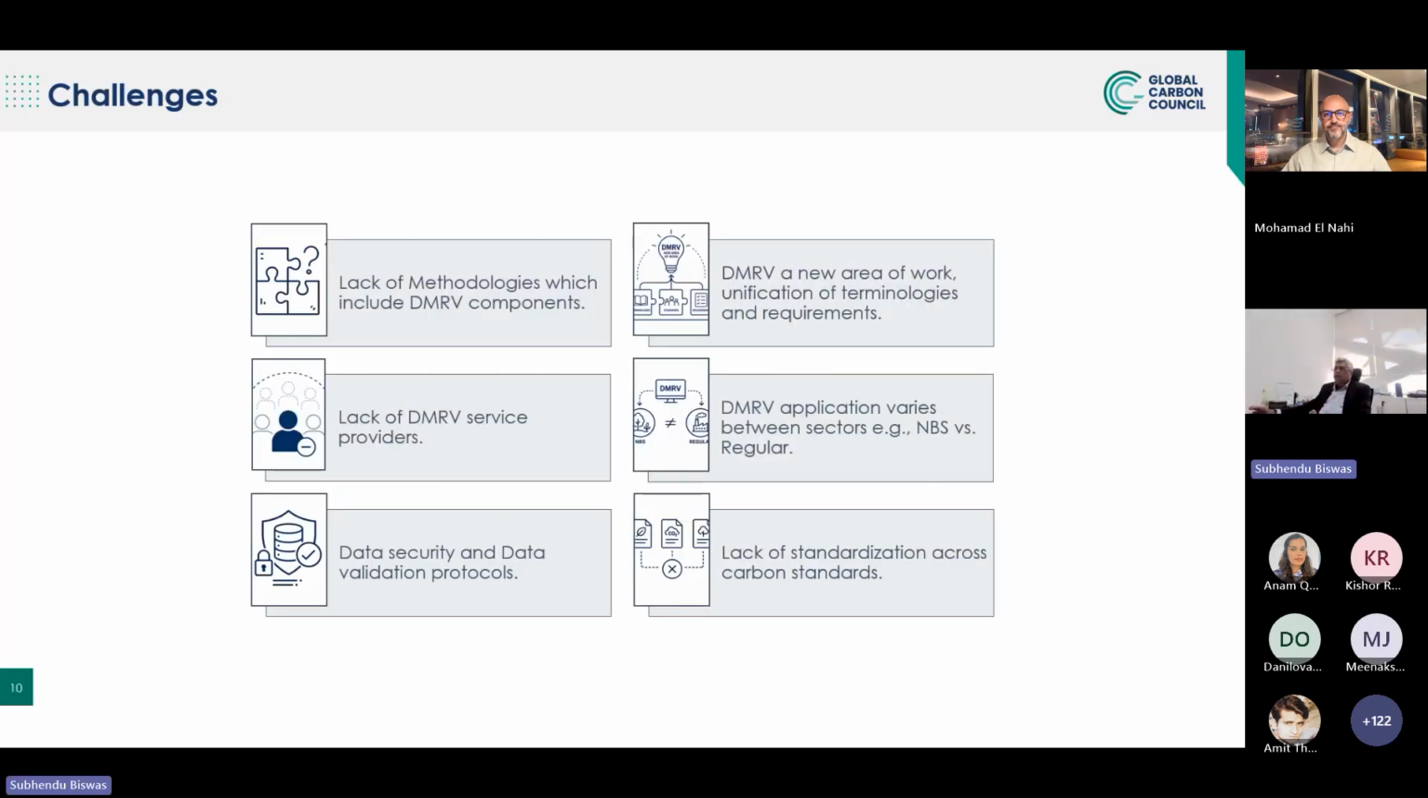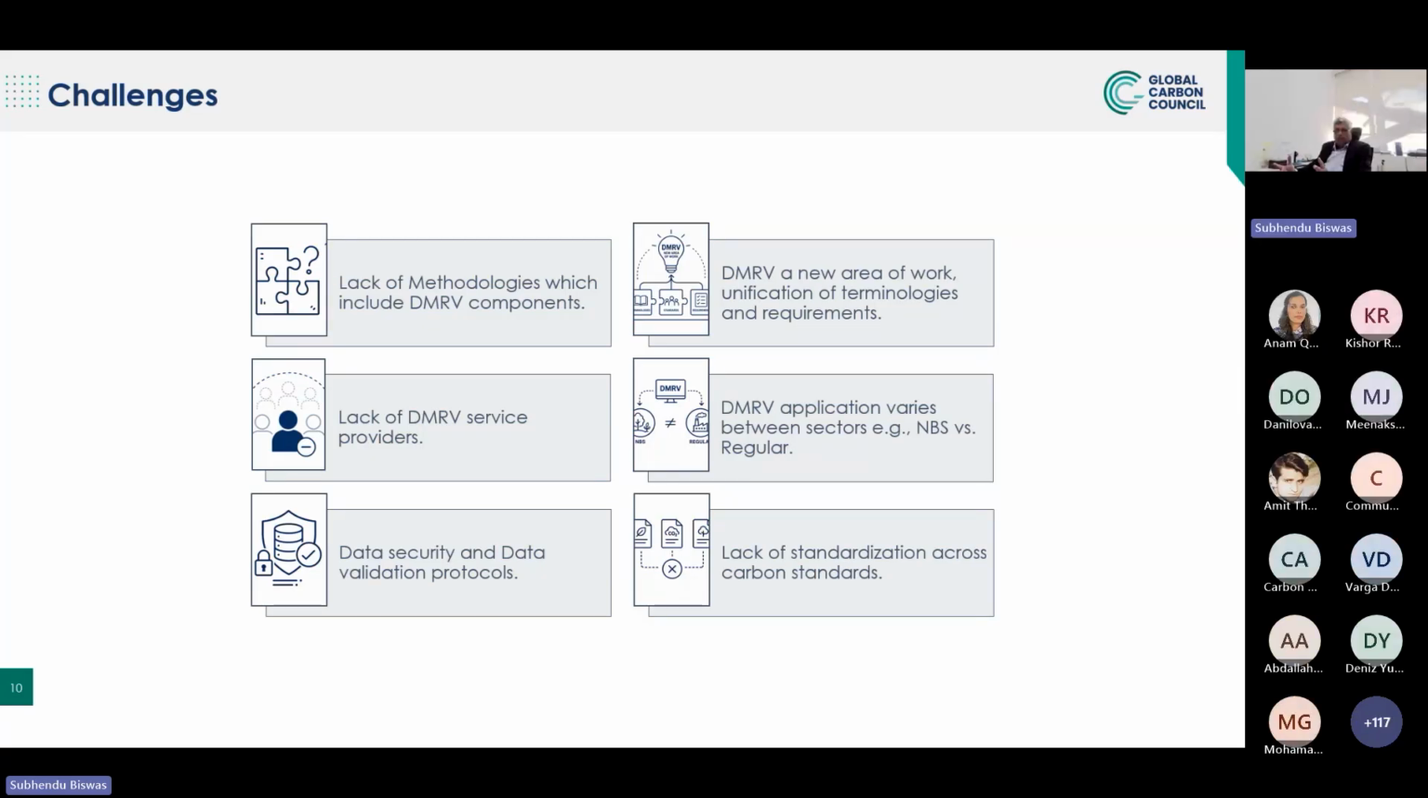Finally, the challenges. We need more methodologies with DMRV components to be able to use it. We need more service providers like TRESS, NGX to help us in taking this forward. We need more unified data security and data validation protocols. This is a new area of work. There are many terminologies which are new and evolving over time, so they have to be standardized across the different standards. There would be different applications of DMRV. NBS is a different sector with a different set of applications. Regular would have a different set of applications. And finally, as I said, we need to standardize across the standards.